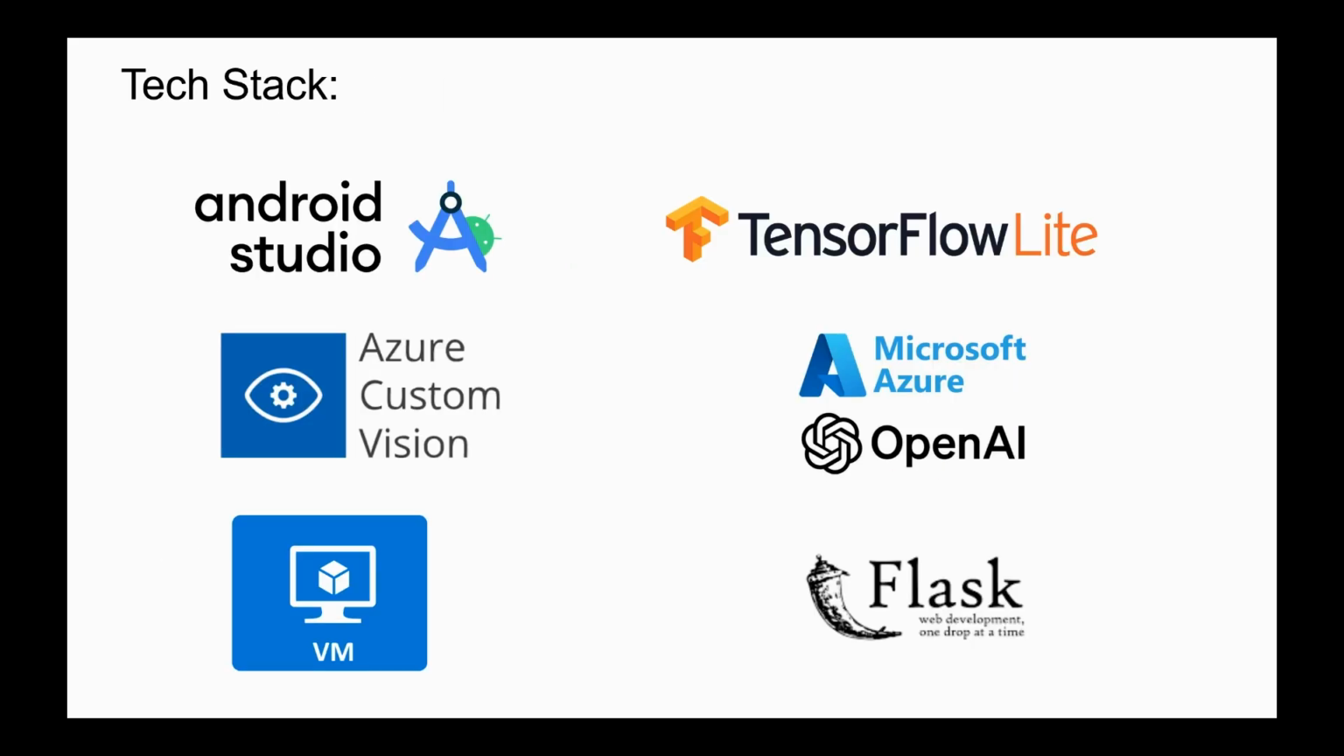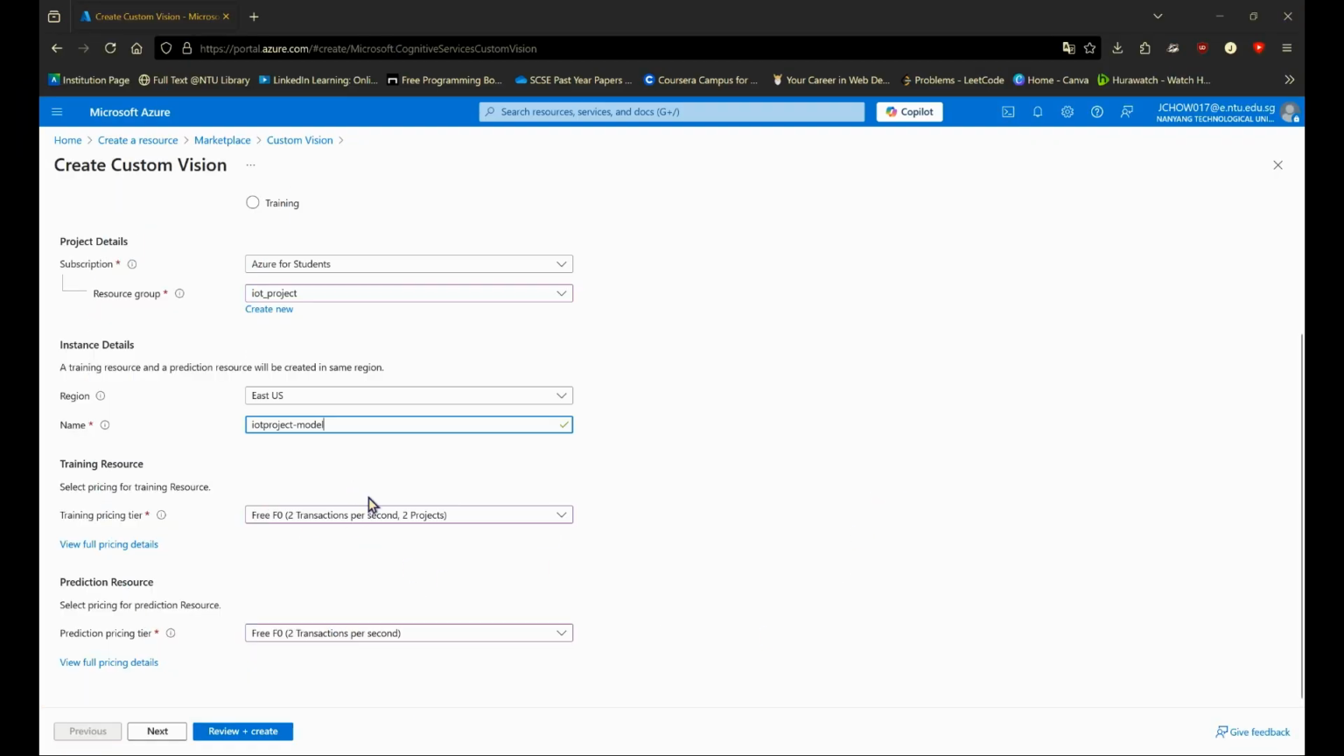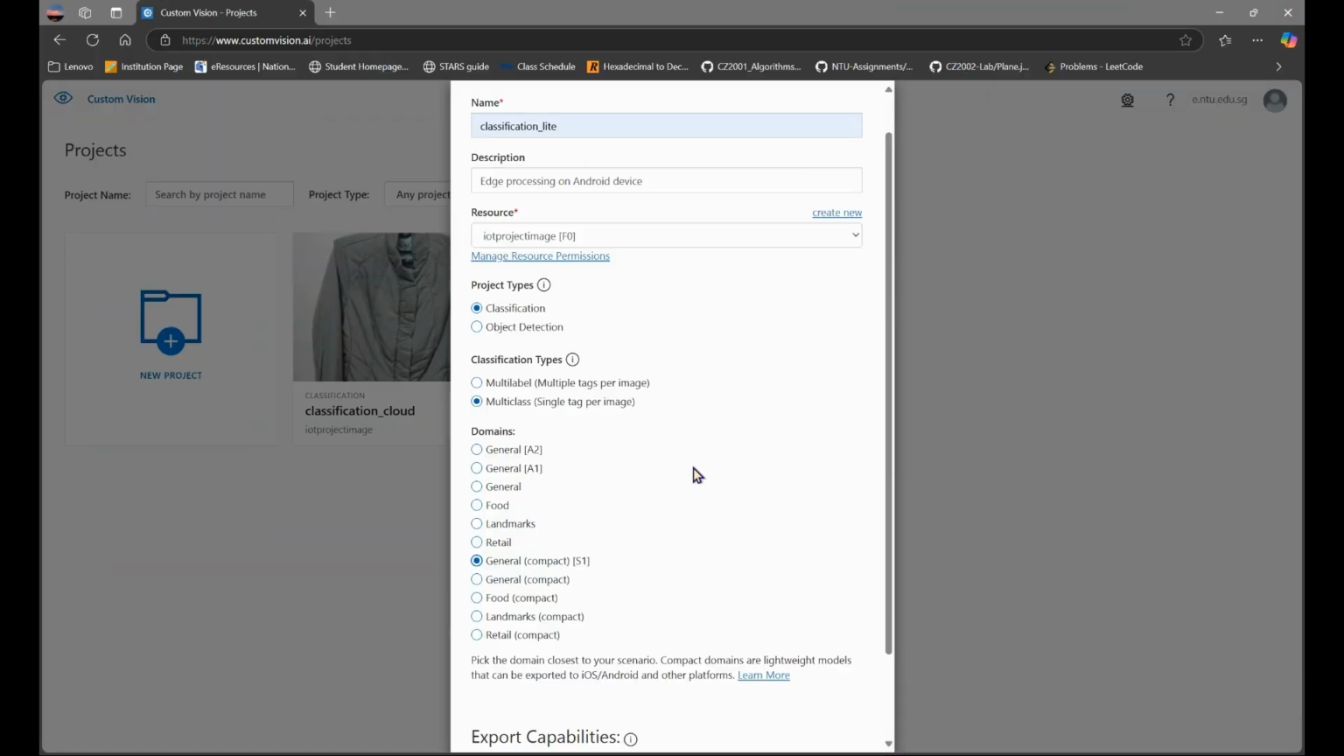This is the tech stack used for the project: Android Studio, TensorFlow Lite, Azure Custom Vision, Azure OpenAI, Azure VM, and Flask. First, we need to deploy the Custom Vision service through the Azure portal. For this demo, I'll be using the free tier of the service, which gives limited but sufficient resources to build our project. After deploying the service, we'll access the Azure Custom Vision portal to create our first image recognition model.